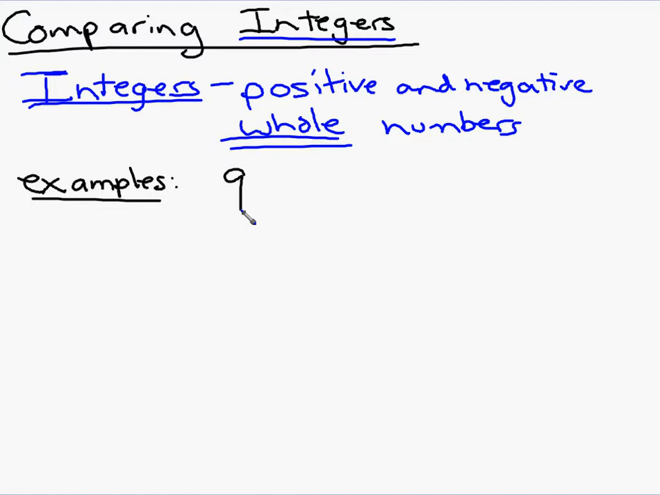The number 9. You remember that from Sesame Street? This broadcast is brought to you by the number 9. Well, the number 9 is an integer. Negative 13 is an integer. 117 is an integer. Negative 26 is an integer. And so is 0. 0 is also an integer.